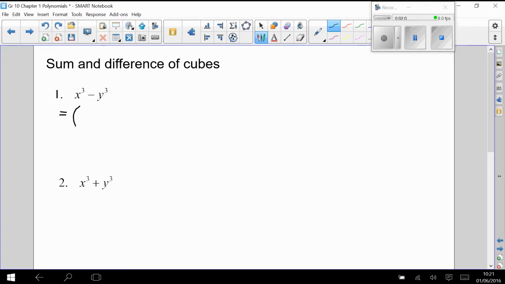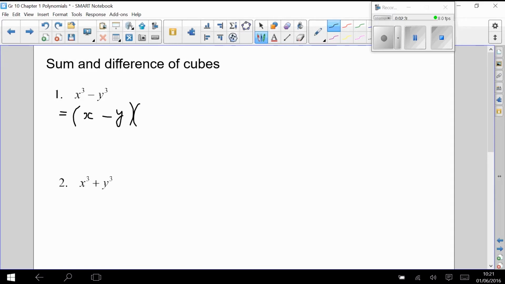Now that one's easy because I take the cubed root of x cubed, and that is going to be x, keep the sign, and the cubed root of y cubed, and that is y. Now in order for me to get the second bracket, which had three terms and quadratic terms in it because there were x squared terms or y squared terms, I'm going to use the bracket factor that I have just created. Take a look at this.